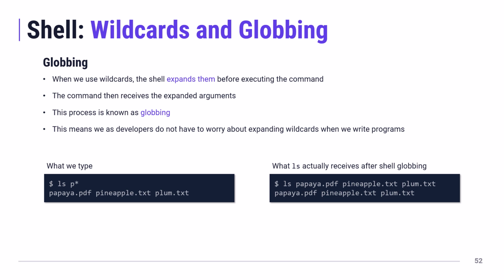So as an example here, if I type something like ls p star, and you can see all those file names there, ls is not receiving that p star. It's actually receiving the expanded, the globbed result of that wildcard. So it actually receives what you see on the right side there, those 3 arguments.